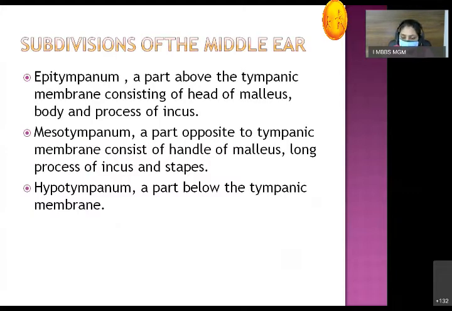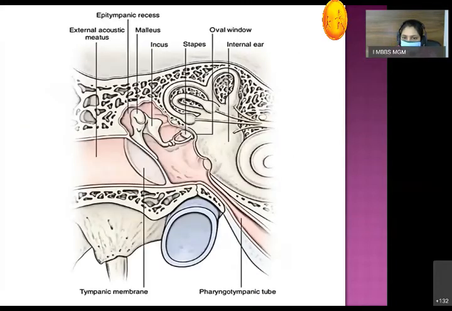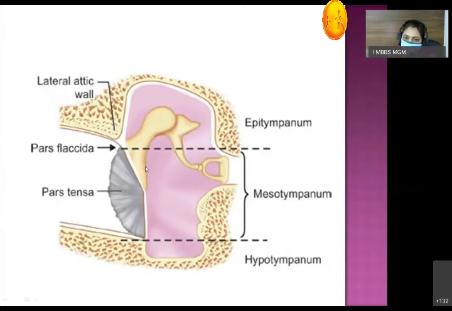Then the mesotympanum. It is the part opposite to the tympanic membrane. It consists of the handle of malleus, the long process of incus, and the stapes. So here you can see this is the part which is opposite to the tympanic membrane. This is called the mesotympanum, and there is the presence of the handle of malleus, then the processes of incus and the stapes.